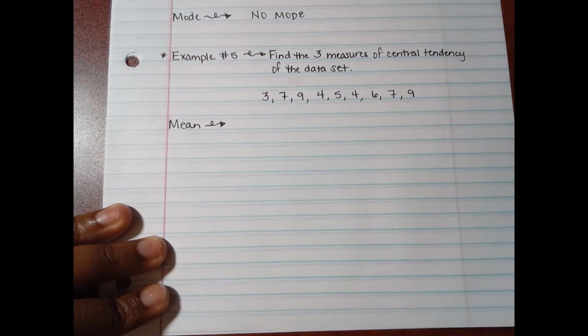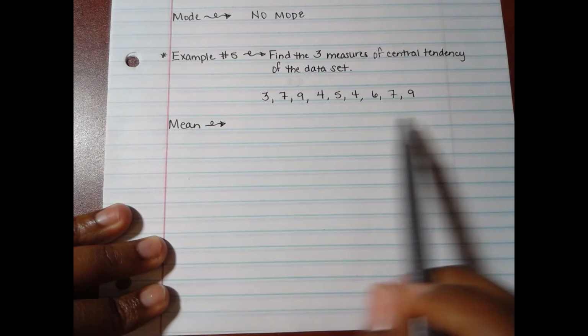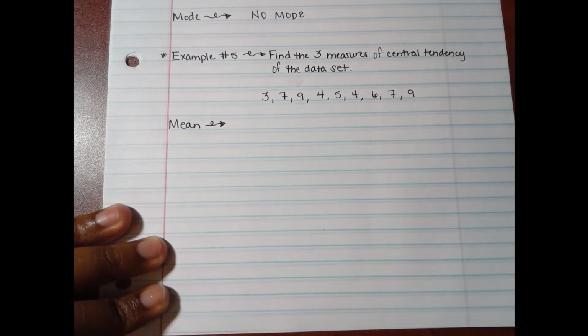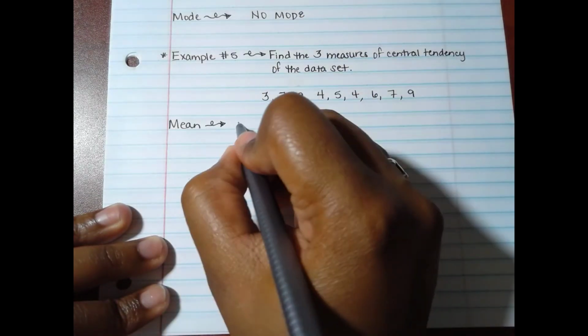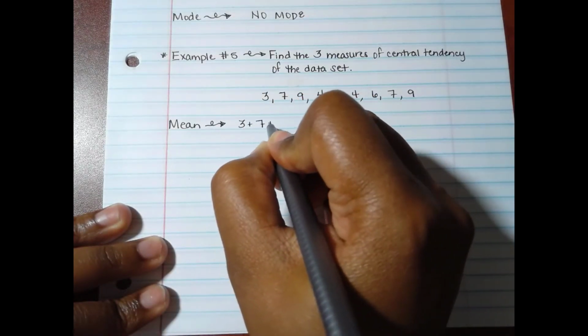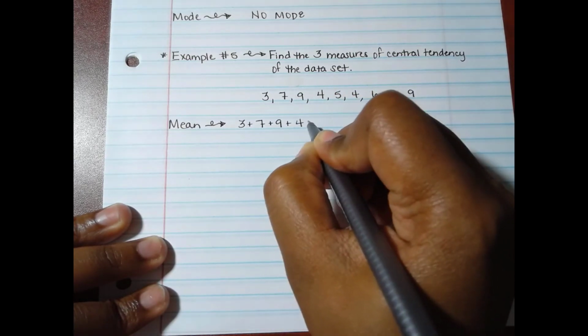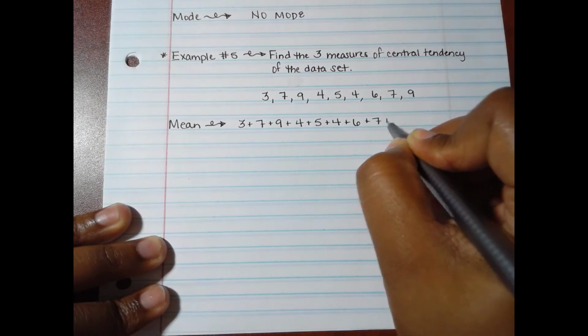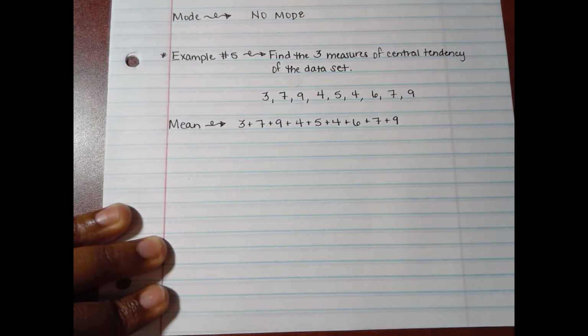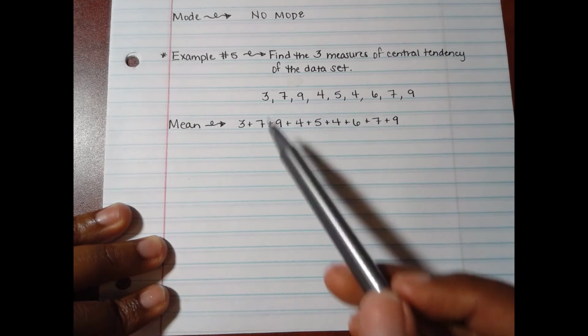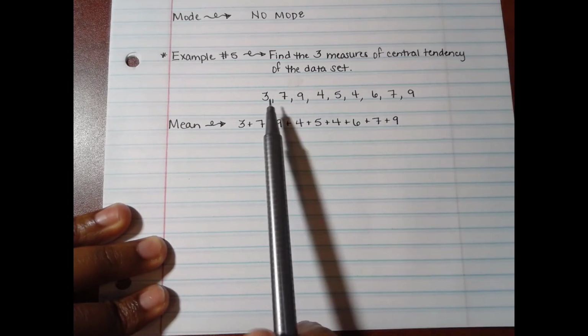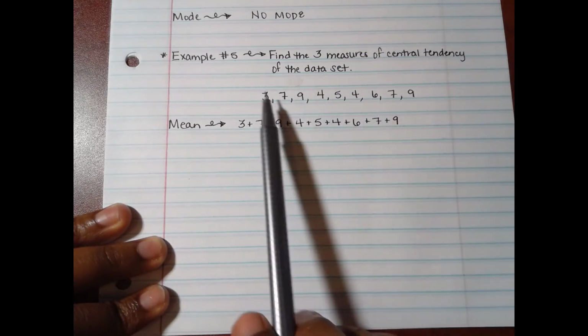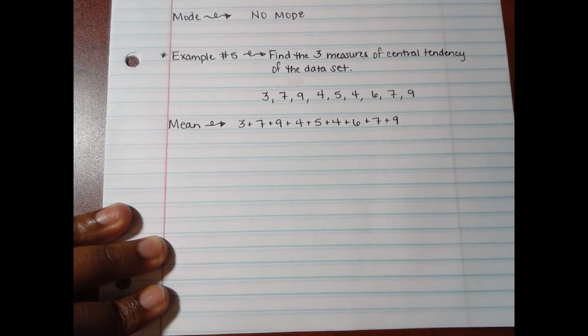And remember, we find the mean by adding up all the numbers in the data and then dividing by the total amount of numbers. So we would add 3 plus 7 plus 9 plus 4 plus 5 plus 4 plus 6 plus 7 plus 9. This is where your calculator again would come in handy, because oftentimes you're going to deal with a data set or a list of numbers that's pretty long. So you might want to use your calculator for this.